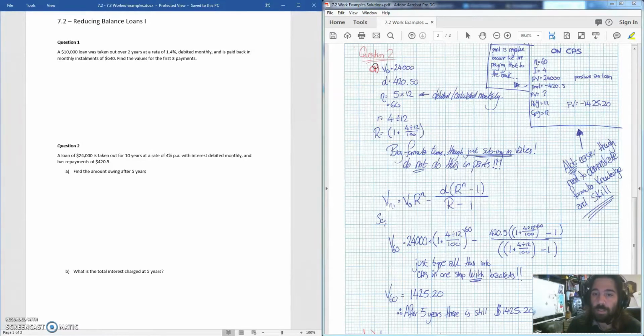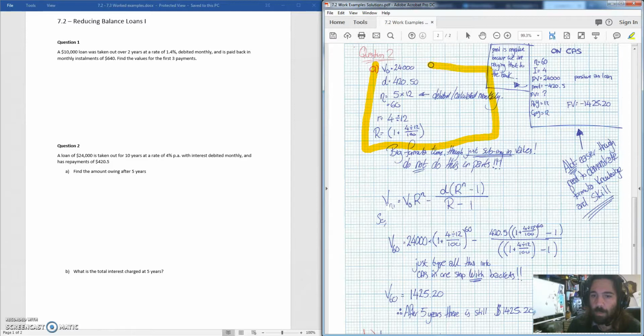Always, always, always do what we've done here, and what we've been doing through all of chapter 6 really, is state all your variables. So we know V0 from the question, we know the D value from the question, we know our N value, but because it's debited or calculated monthly, we're going to multiply that by 12 and change that. Along with our R value, we know it's 4% per annum, but we're doing it monthly, so we're just going to divide by 12. And what I've done here is just put that together for big R, so we can see it all in one step.